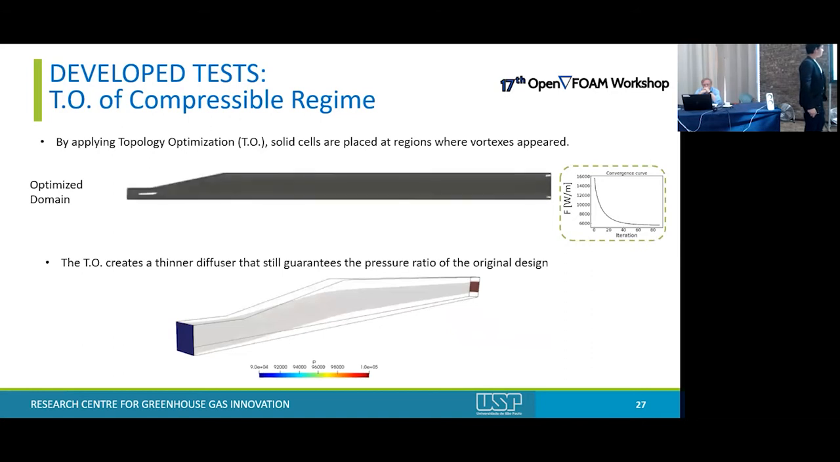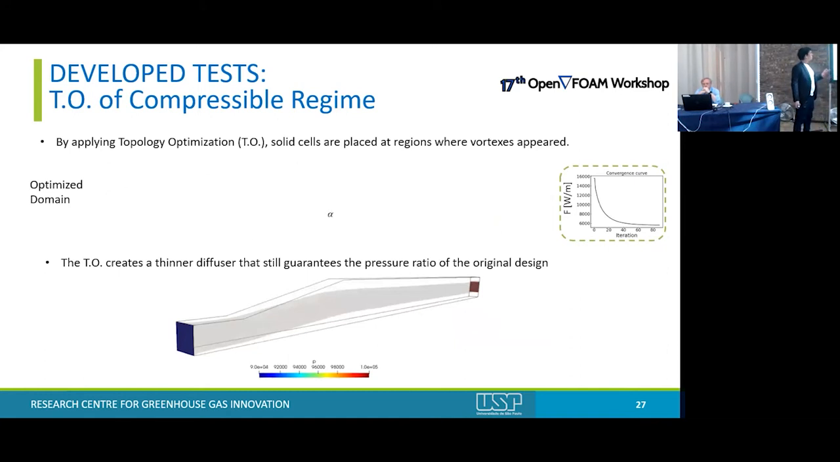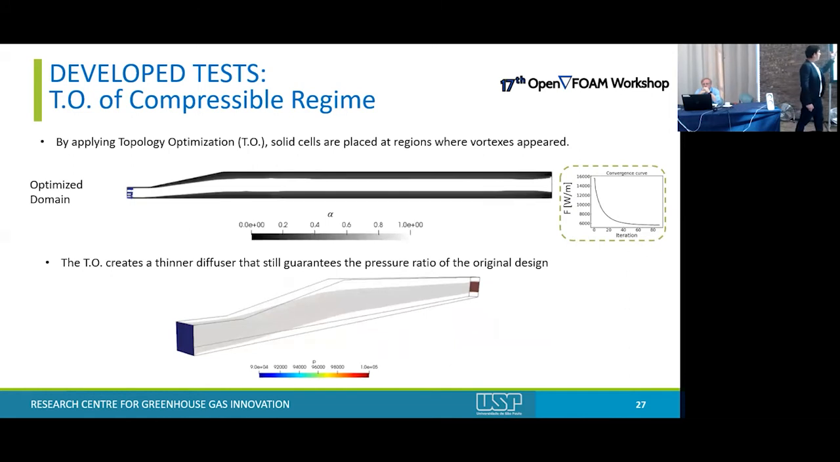By applying the previous method that I showed you, and specifying especially the inlet and outlet boundaries as a constant pressure in order to allow the pressure gradients to be maintained at the diffuser, we were able to optimize it to this final topology that you can see, where the black region is now represented by solid cells and the white region is represented by fluid cells.